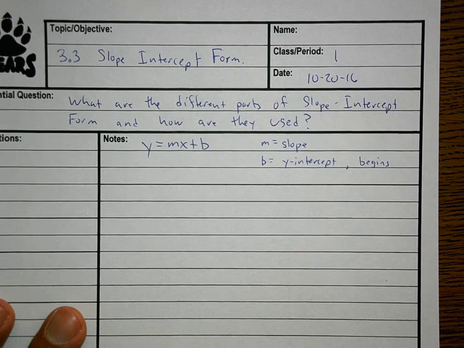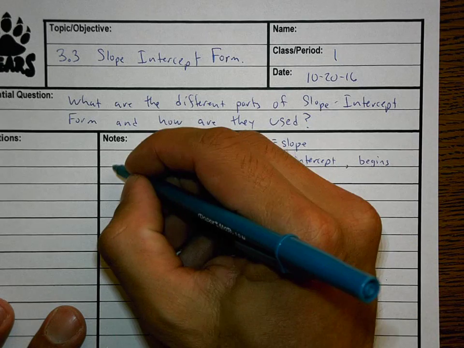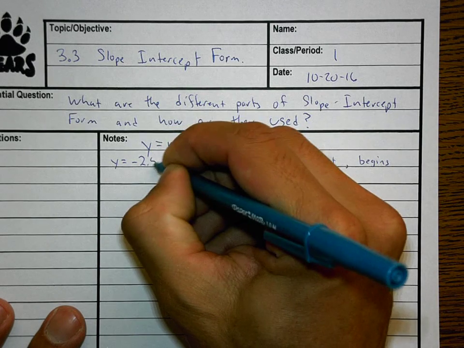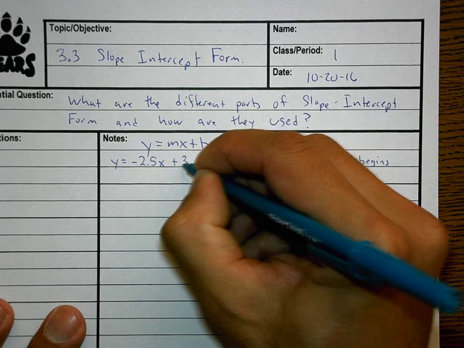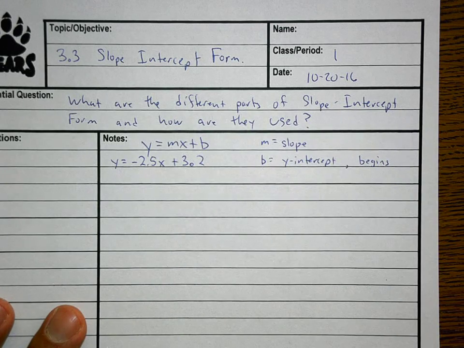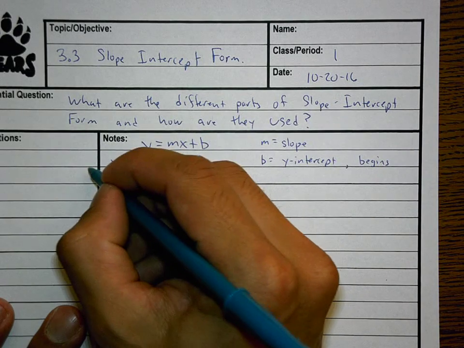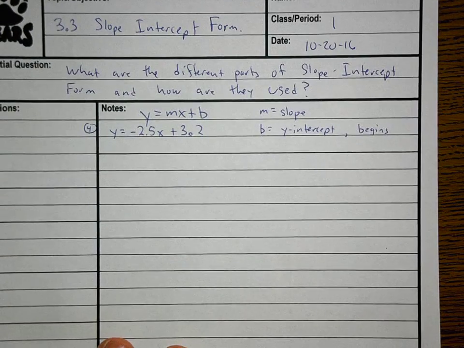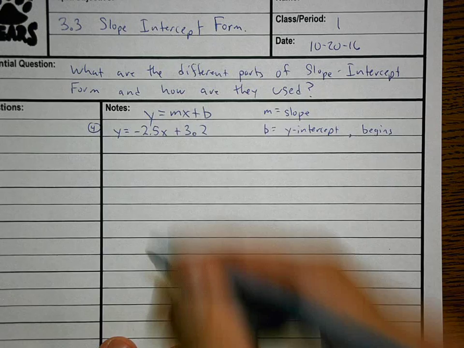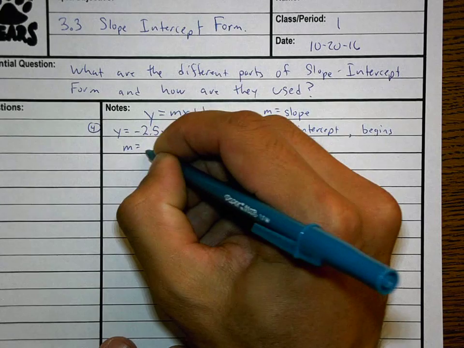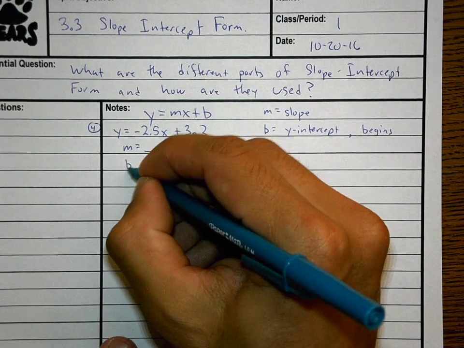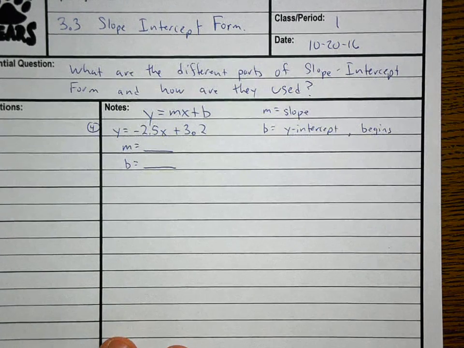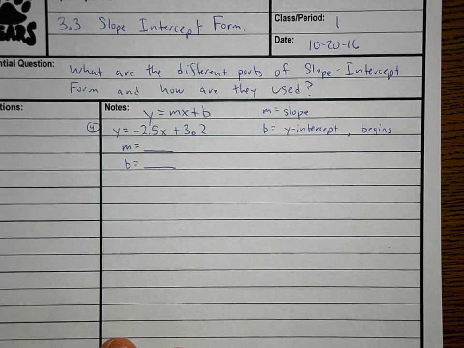So for example, if I said y equals negative 2.5x plus 3.2, I'm going to put a little 4 right here in a circle. I'm hoping you know what the slope is. M equals blank. B equals blank. This is how easy the first questions are. The first 6 questions, as a matter of fact, are this easy on your worksheet.